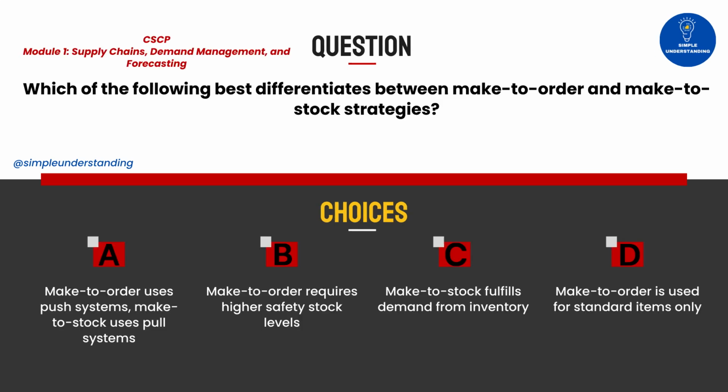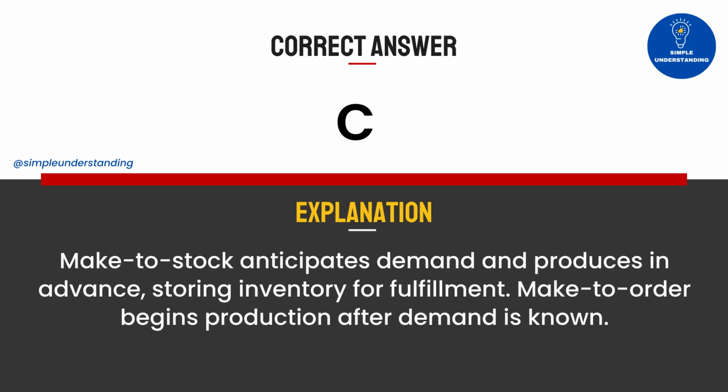7. Which of the following best differentiates between make-to-order and make-to-stock strategies? A. Make-to-order uses push systems. Make-to-stock uses pull systems. B. Make-to-order requires higher safety stock levels. C. Make-to-stock fulfills demand from inventory. D. Make-to-order is used for standard items only. Correct answer, C. Explanation. Make-to-stock produces in advance based on forecast and stores inventory to meet demand.